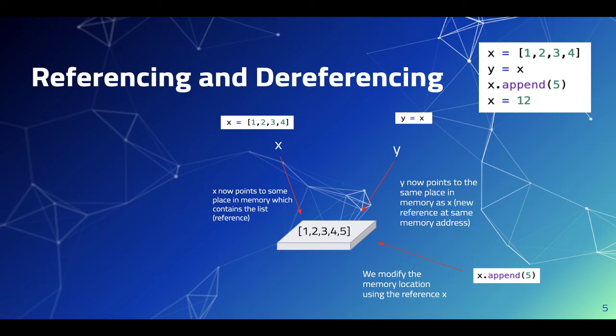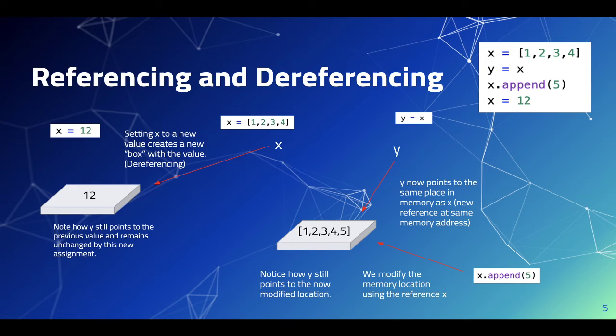So when I do x.append 5, we're modifying the value at a specific memory location. Let's say this is A, B, C, D, E, F, G. We're modifying the value at that memory address to 1, 2, 3, 4, 5. Instead of 1, 2, 3, 4, we're changing it to a list that contains 1, 2, 3, 4, 5. So now when we do x is equal to 12, what happens? And also notice how y still points to the same location in memory, which now has a modified value.